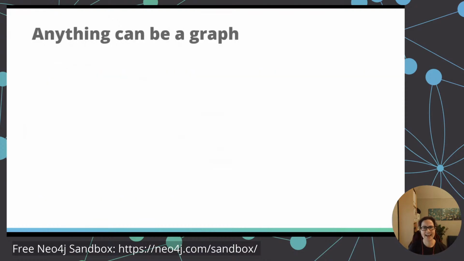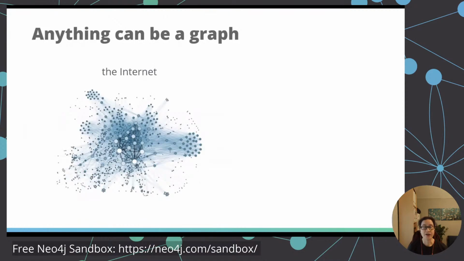And absolutely anything can be a graph. So the internet can be a graph. There are lots of different ways to think about how the internet can be a graph. Because remember, we're thinking about discrete entities and how those discrete entities are connected. How are they related to each other?